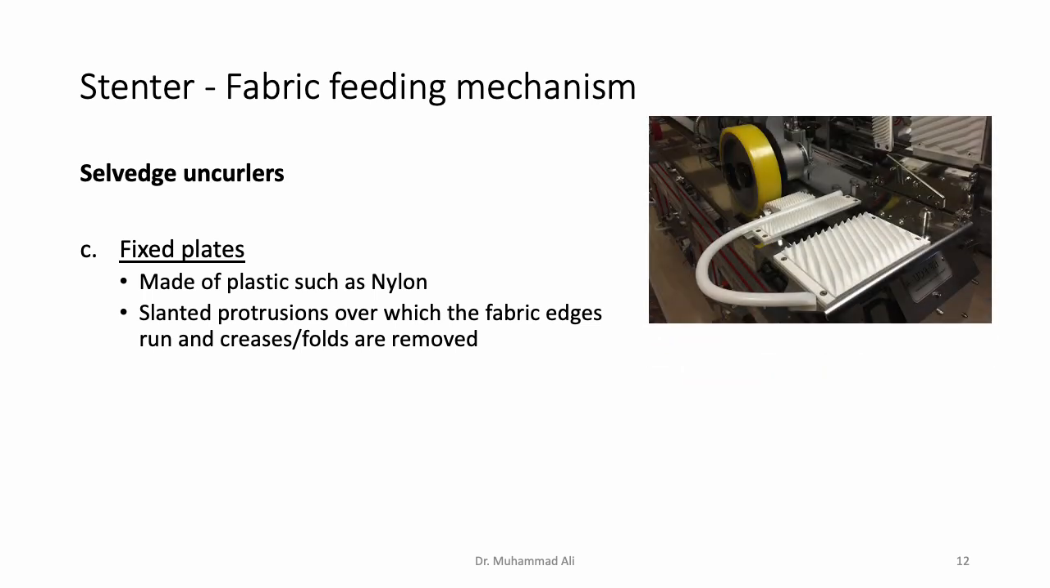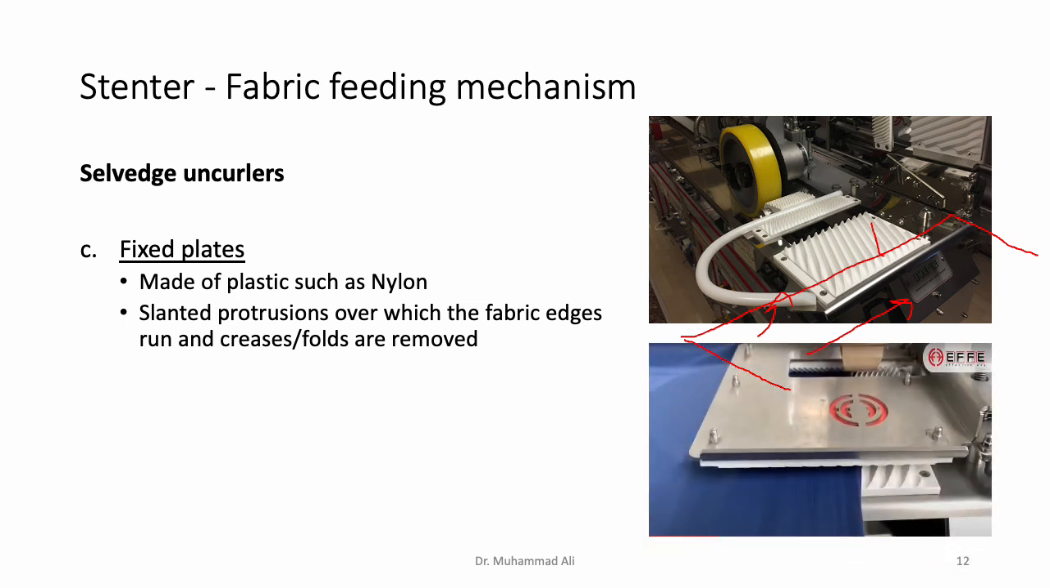This is how it looks. So we are talking about these protrusions over here. You can see their angle. The fabric is positioned like this. So, if the fabric is traveling in this direction, then on the basis of friction exerted by these slanted protrusions, any folds or creases in the selvages are removed in this direction, in the outward direction, if you like.